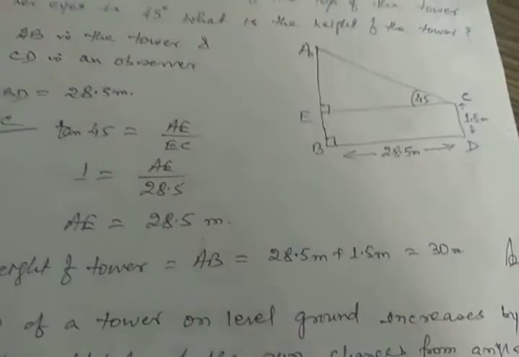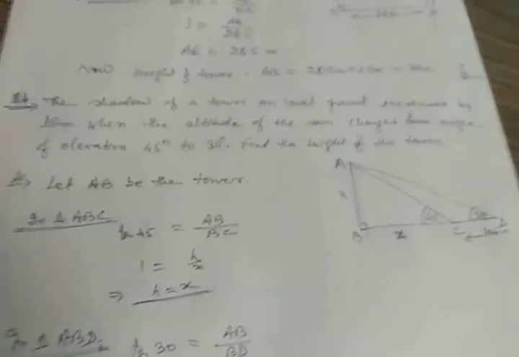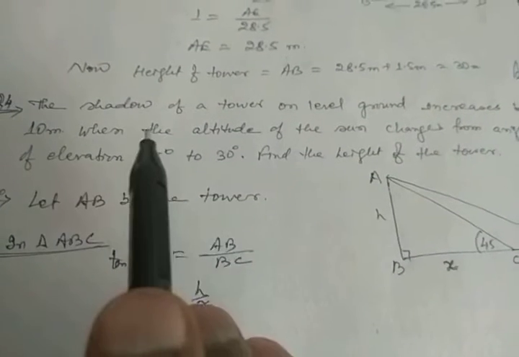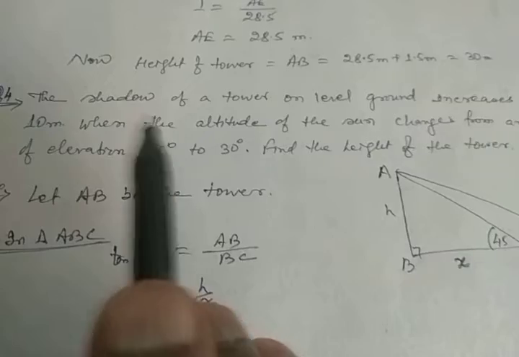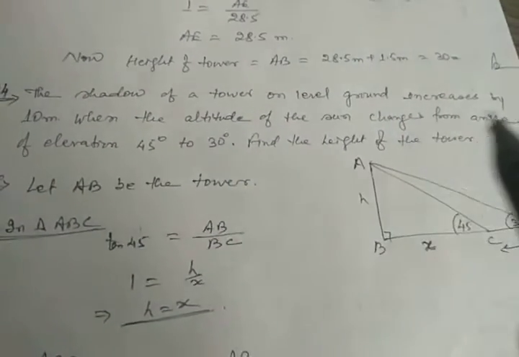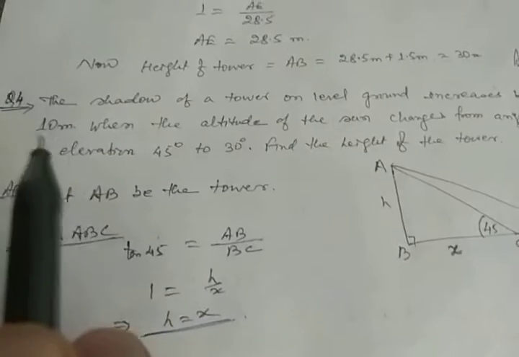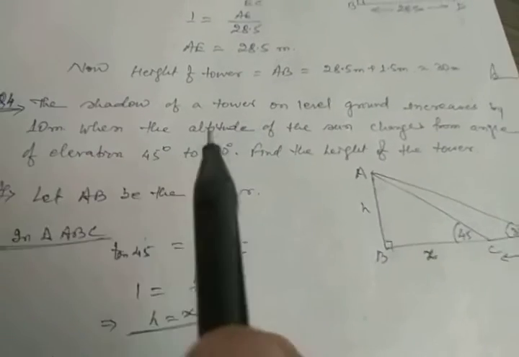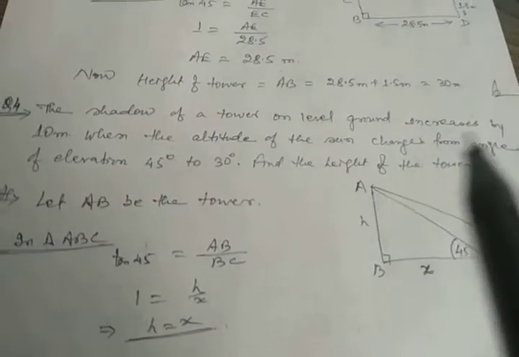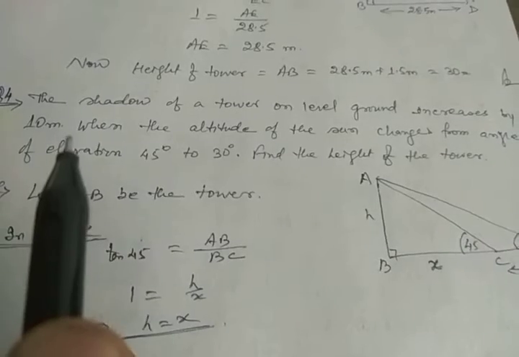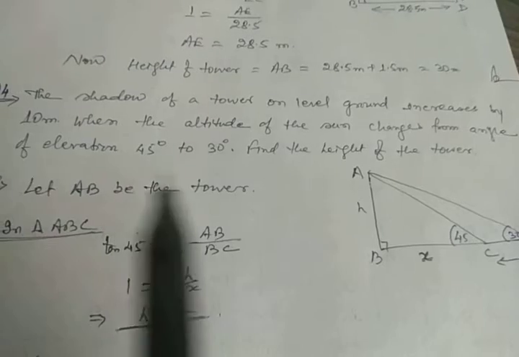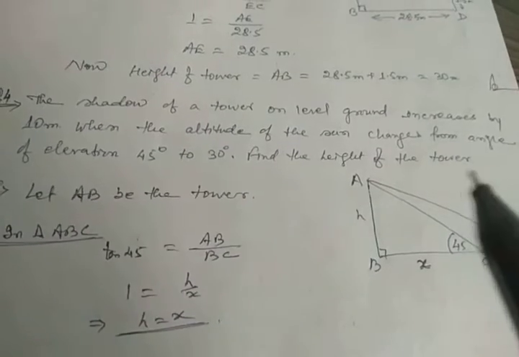Is it clear? Okay. Here is another question. It says that the shadow of a tower on level ground increases by 10 meter when the altitude of the sun changes from 45 degree to 30 degree. Find the height of the tower.